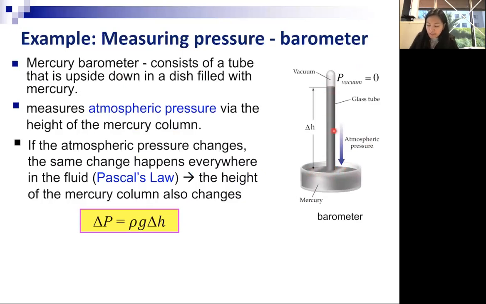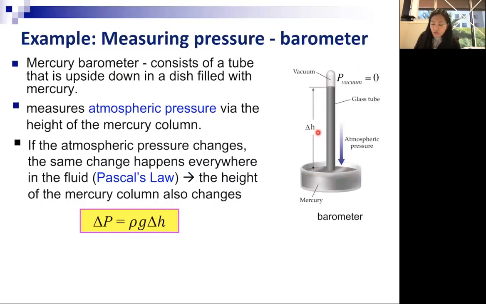The tube is placed inverted. That means the open side is inside the mercury container. And so when the atmosphere pushes on the surface of the mercury, some of the mercury in the container is also pushed into the column in the tube, and the mercury in the tube rises a certain height, delta H.